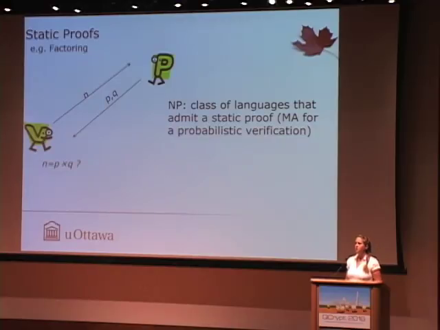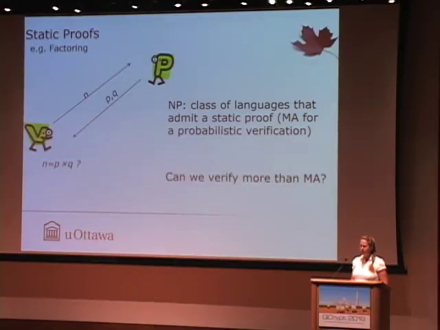And indeed, there's an entire complexity class based on this. NP is the class of languages that admit such types of proof. We call it MA if the verification is probabilistic. Hence, by the way, the QMA I was talking about yesterday, quantum MA.